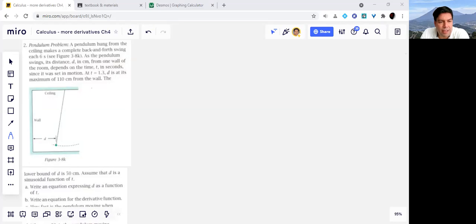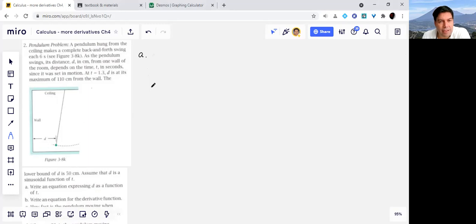The lower bound of d is 50 centimeters. Assume that d is a sinusoidal function of t. A, write an equation expressing d as a function of t. Right? So, to write the equation, we actually need to know the amplitude.